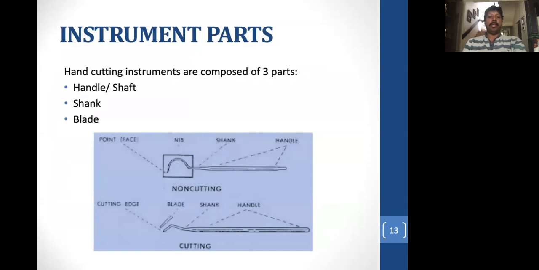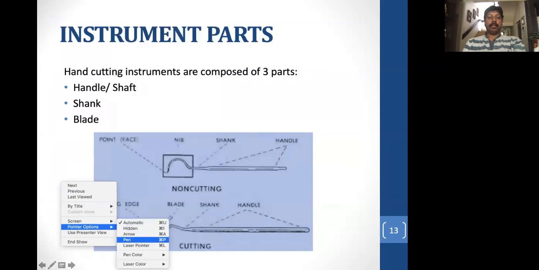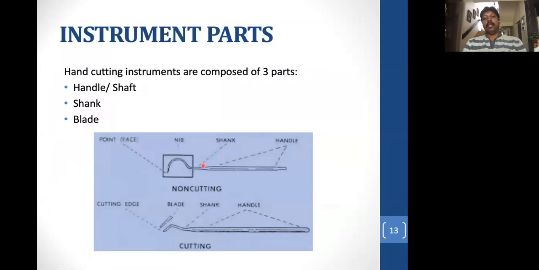An instrument has three parts. Okay, remember this. One part is the handle or a shaft. Can you see this? This is called the handle or a shaft. This entire area is called the handle. And this is a shank. Shank is the area which connects the handle to the blade, or the working part or cutting point.